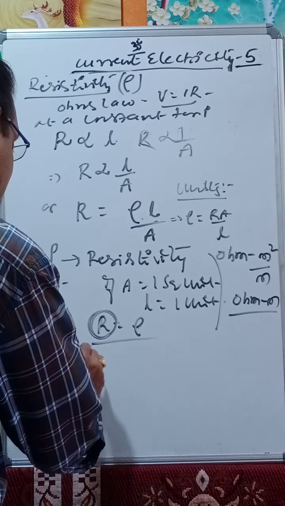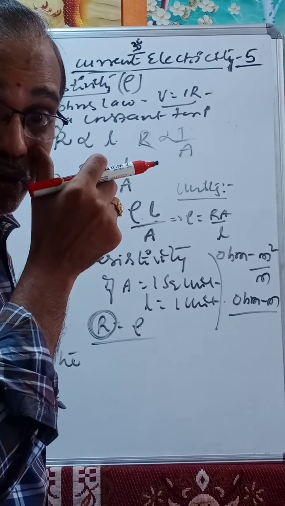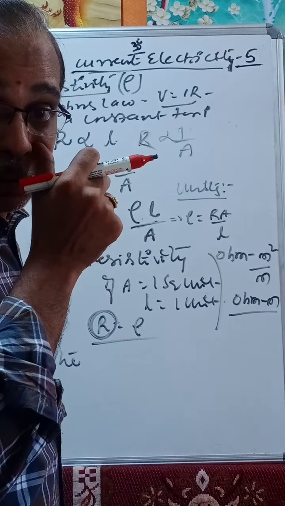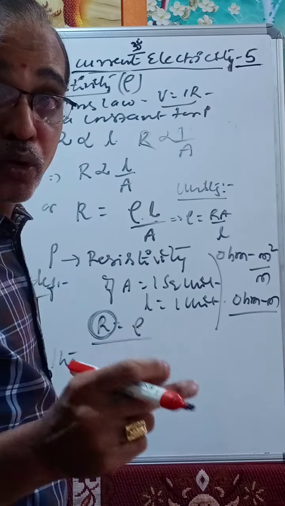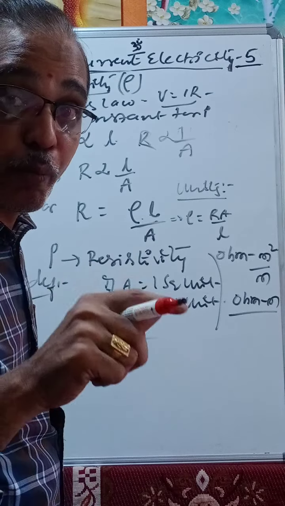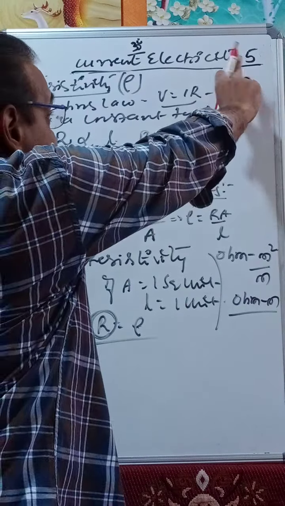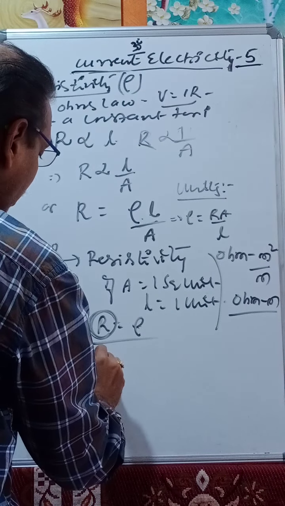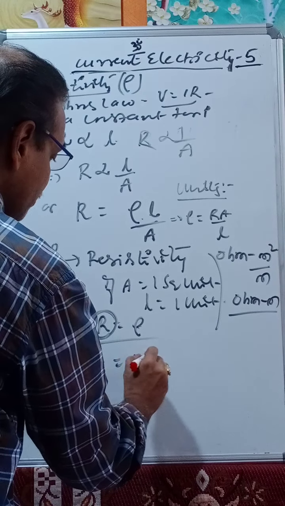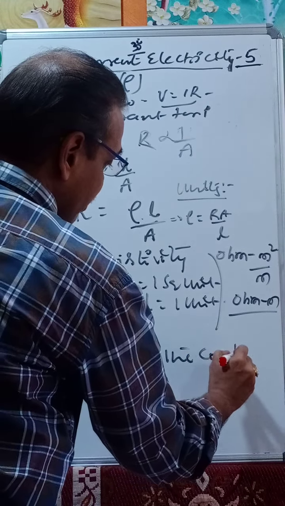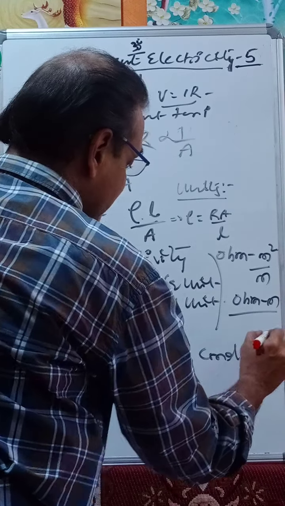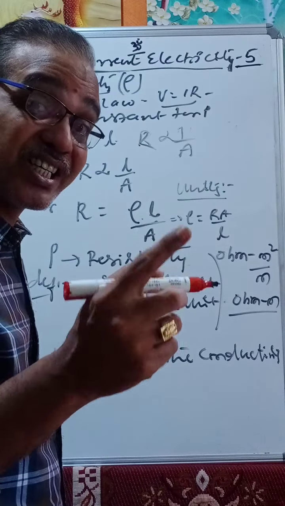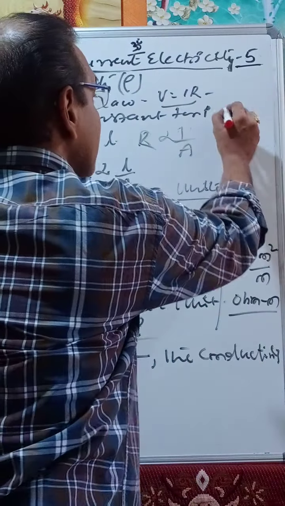Now, the reciprocal of resistivity is called conductivity, and I have given you the units there also, in terms of mobility and n e square tau by m. I have discussed all this in class 4; this is class 5. Now, the reciprocal of resistivity, 1 by rho, is equal to sigma, the conductivity. You may remember from yesterday's class that sigma is called conductivity and the reciprocal of resistance is called conductance. 1 by R is equal to G.